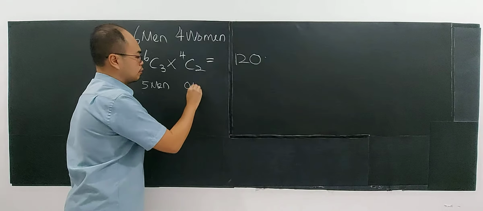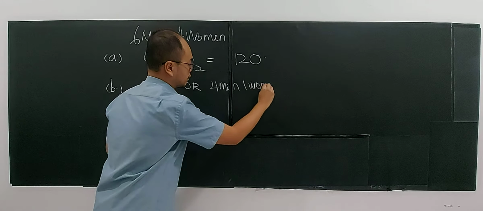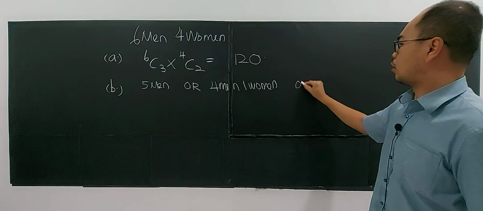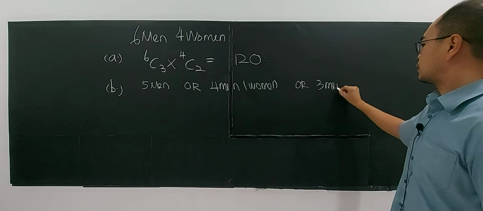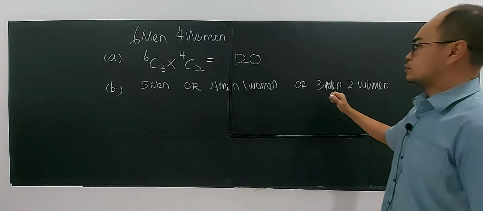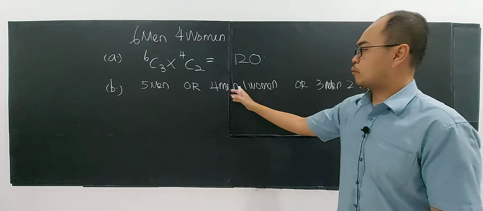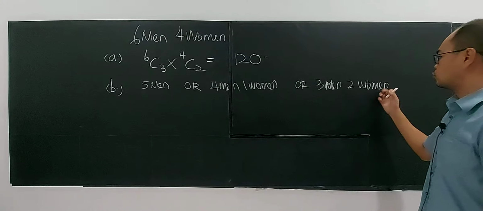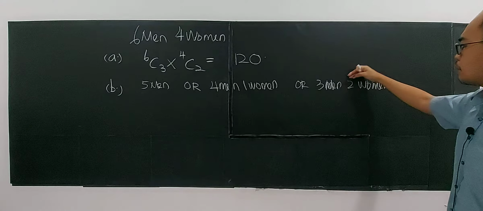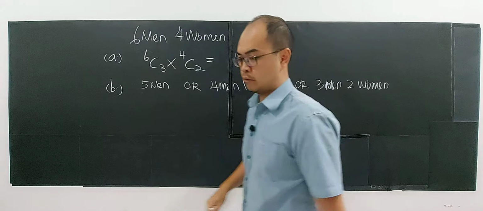Or maybe you have 4 men and 1 woman. It's still considered more because you have 4 men, the majority. Or 3 men and 2 women. So it means 3, 4 or 5 men. 5 men is all men in the committee, this is 4 men and 1 woman, and this is 3 men and 2 women. It's still considered more, but it cannot be 2 men. If you have 2 men, there must be 3 women because the committee needs 5 members. So this is all the possibilities that we have.